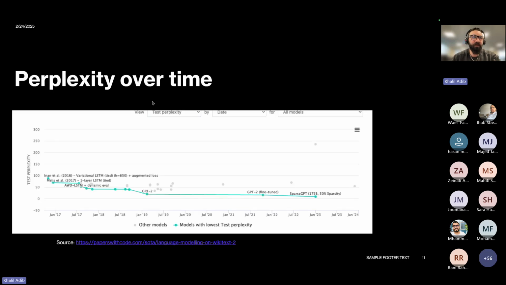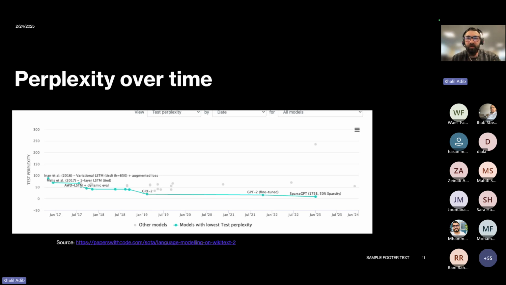And perplexity over time, again, you can go to the website Papers with Code. You can see some of the perplexity for the LLMs, and you can see that from 2017 till 2024, the perplexity is actually decreasing with time, which means the models are just getting better with time.